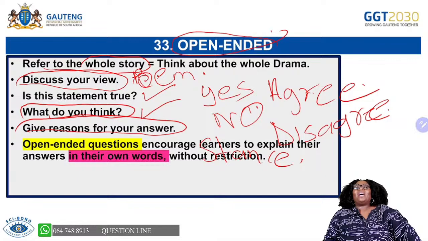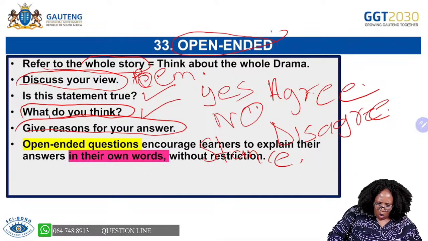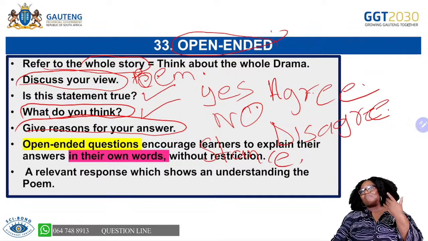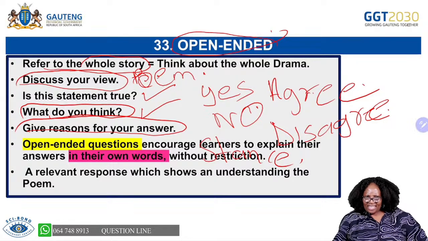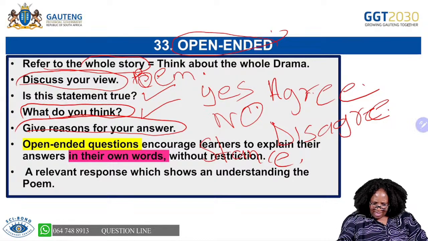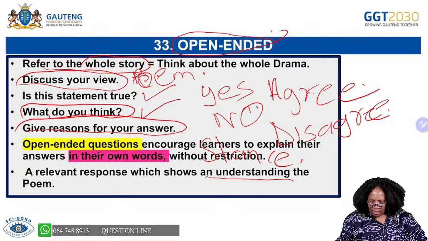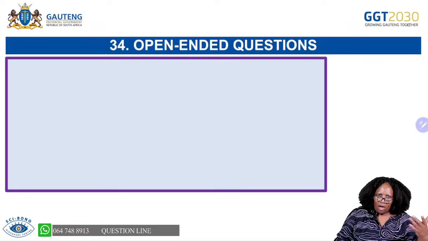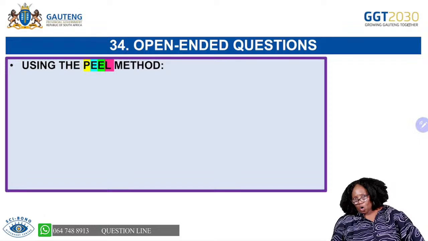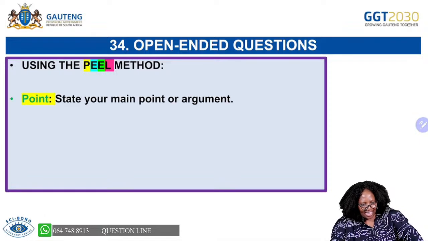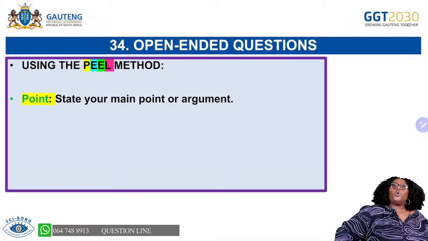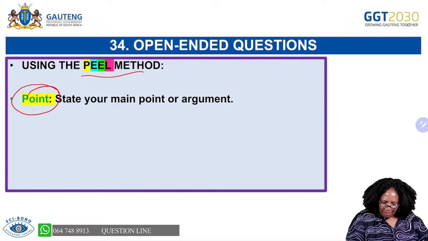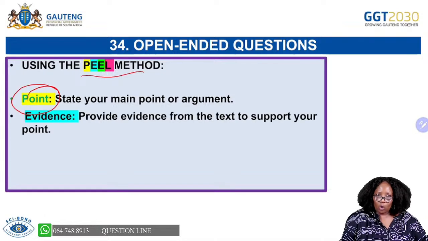And we normally want you to use your own words without restriction. You're giving us a relevant response that shows us that you understand the poem. We want to see how you understand the poem, or the short story, or the drama, or the novel, depending on what genre you are answering at that point. And remember, you use the PEEL method that I have explained earlier. You're making a point. That is, you state your argument or your point.